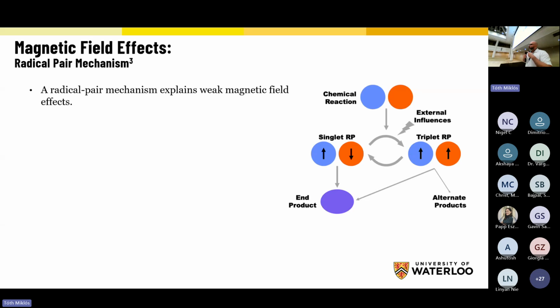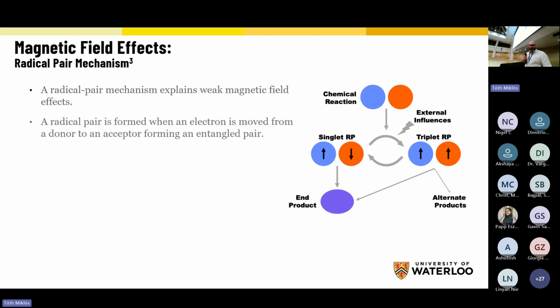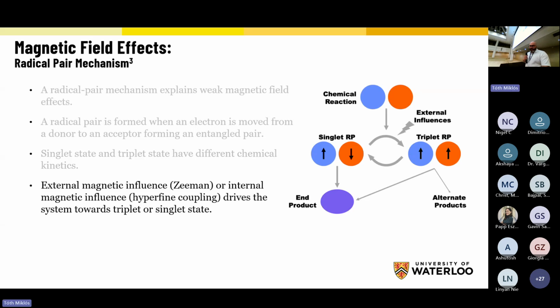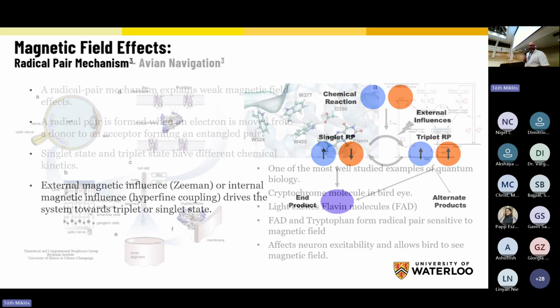And so either it will stay in that triplet state and eventually those chemical partners will drift apart and you'll get alternative chemical end products, or it will take a very long time and eventually come back to that original end product. But the rate at which it happens is much longer than the singlet state. So effectively, you can control the speed of these rates by the presence of a weak magnetic field. And that is all the stuff that I just said there.